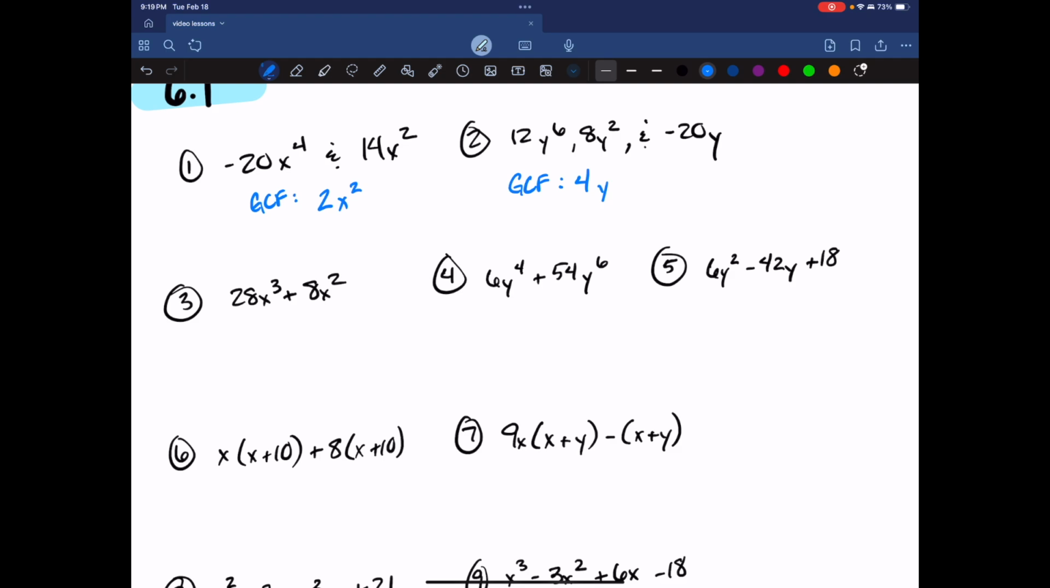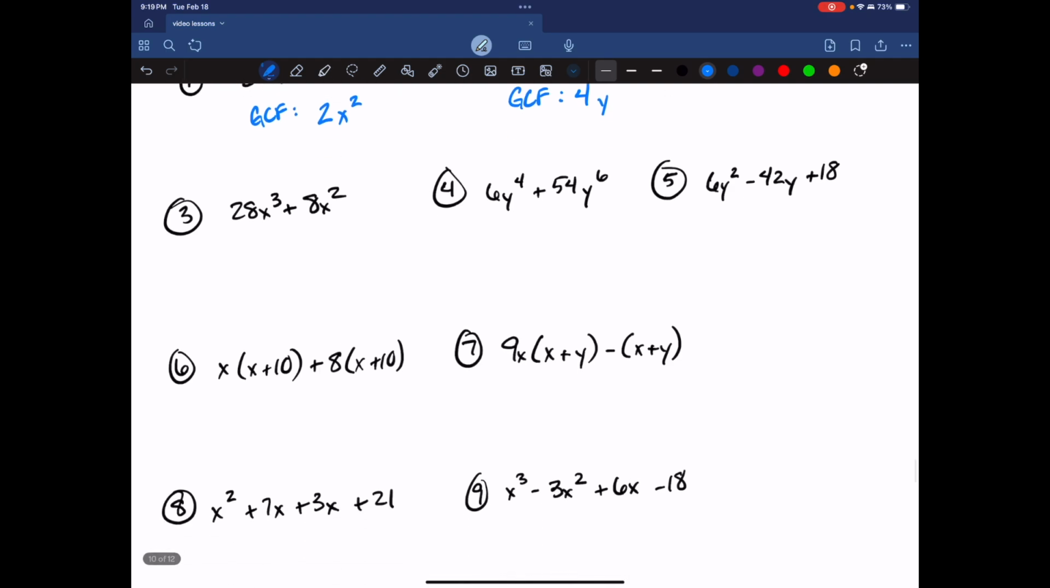Okay, number 3, we're going to switch gears just a little bit. We're not looking just for the greatest common factor, but we're looking to simplify this thing using the greatest common factor. So what does that mean? Well, what do 8 and 28 have in common? Well, 4 goes into both of them. So I can pull the 4 out. They both have at least 1 x. It turns out they have 2 x's in common.